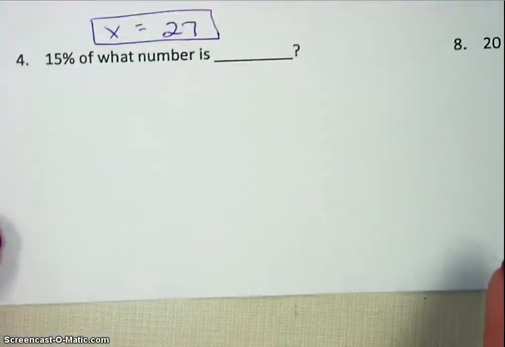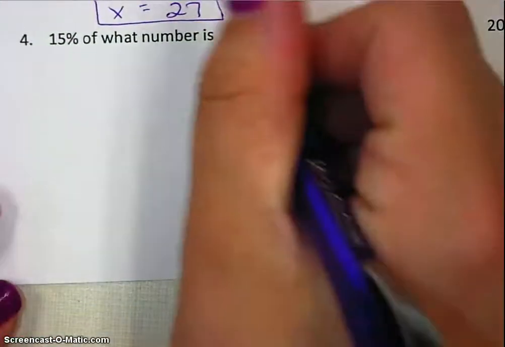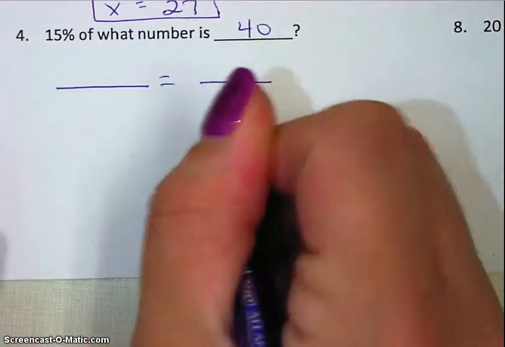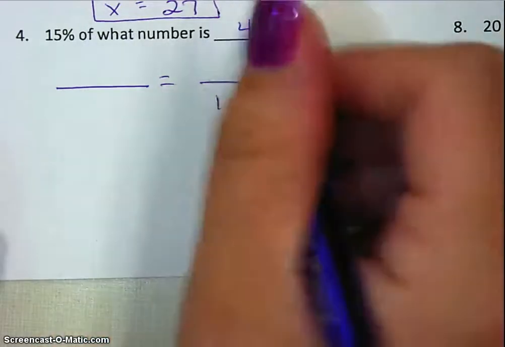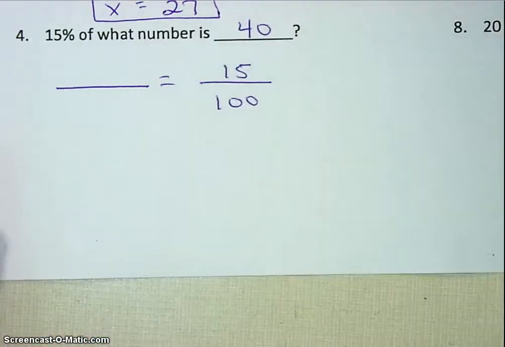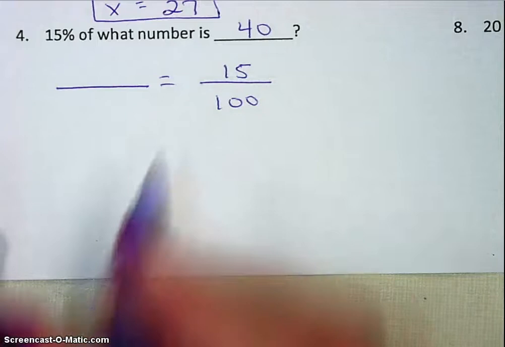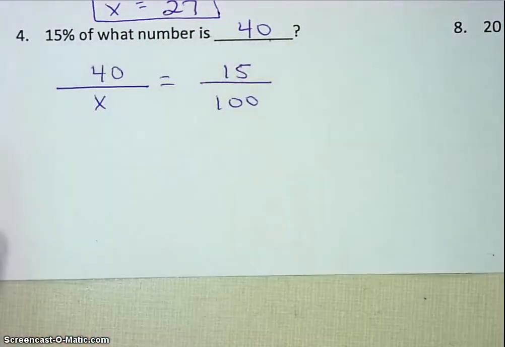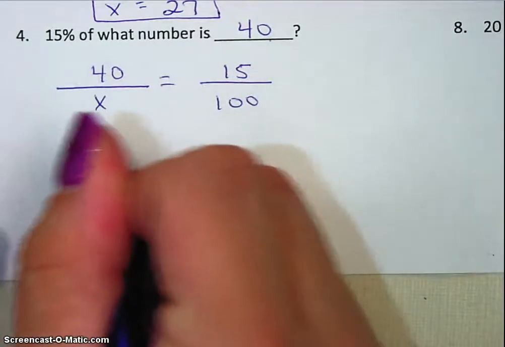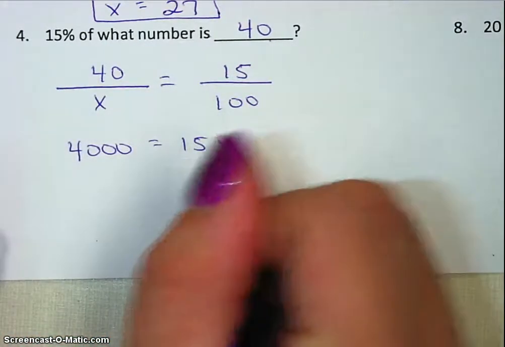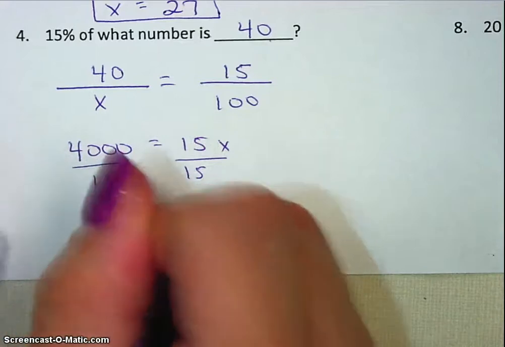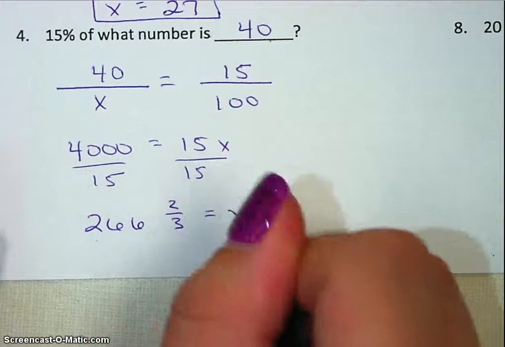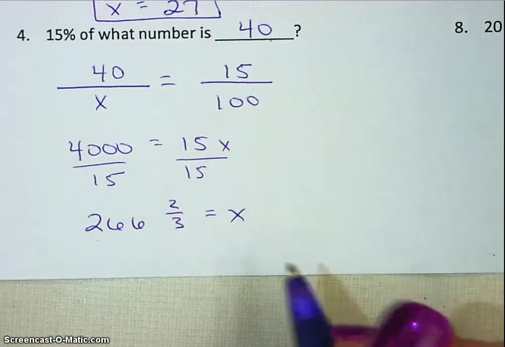Alright, let's try number 4 now. 15% of what number is 40? So, set up our proportions. 15%, that goes on top of 100. Of what number, so of is my x, is 40. 40 goes on top. So then we cross multiply. So 4,000 equals 15x, and divide by 15. So when I divide that, I get 266 2/3 equals x, or your calculator might say 800 over 3.